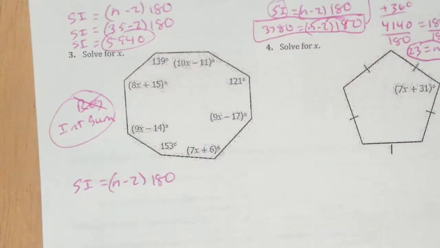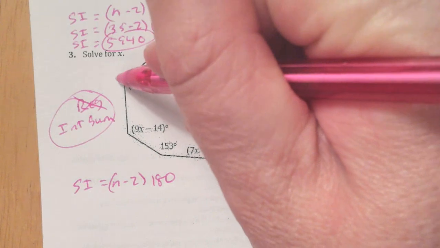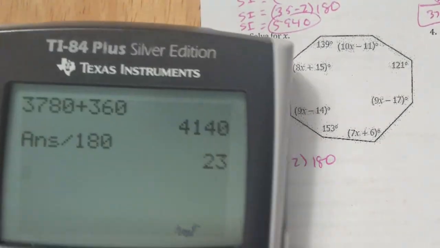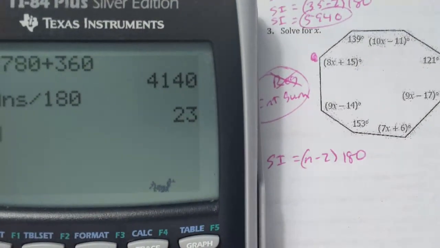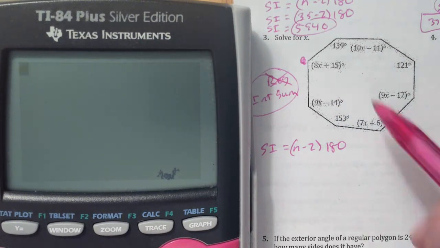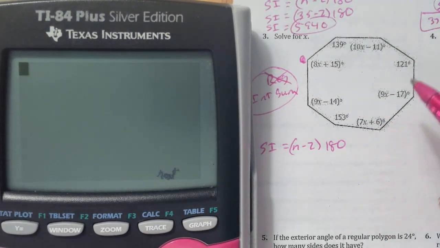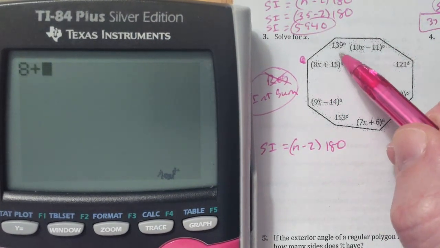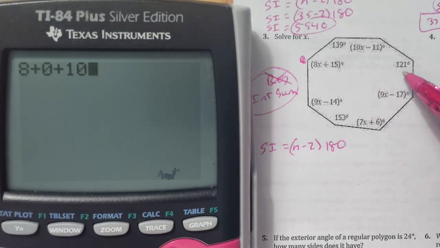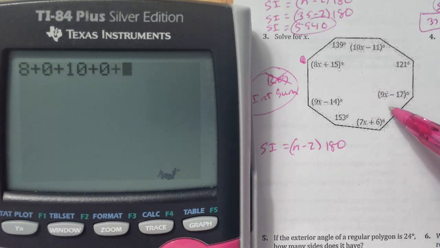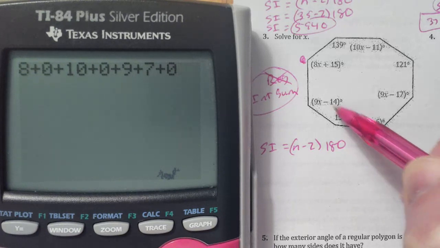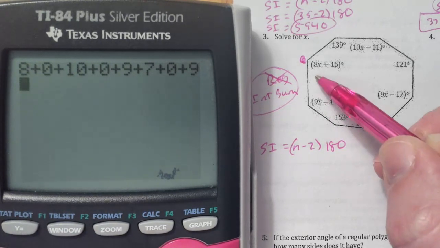Okay, so I'm going to add all these together. I'm going to start here. I'm going to show my calculator so you can see what I'm thinking. All right, so I'm going to start here and I'm going to add up all my x's. So we have 8, so that's 8x, plus, there's no x here, so that's 0, plus 10, plus 0x, plus 9x, plus 7x, plus 0x, plus 9x.